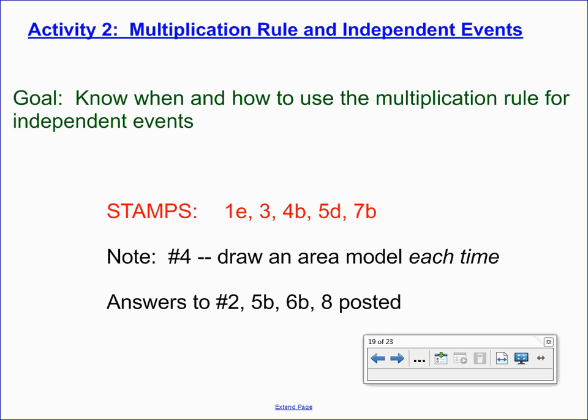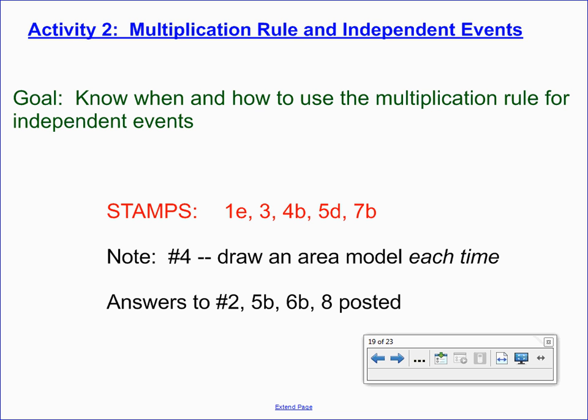I did put these on the front right whiteboard so you could see exactly when I turn off the smartboard. A couple hints as you move forward. Number 4, please draw an area model each time. That's going to help you develop the multiplication rule properly if you use an area model. And then on the back whiteboard, I went ahead and posted answers for number 2, number 5B, 6D, and number 8.